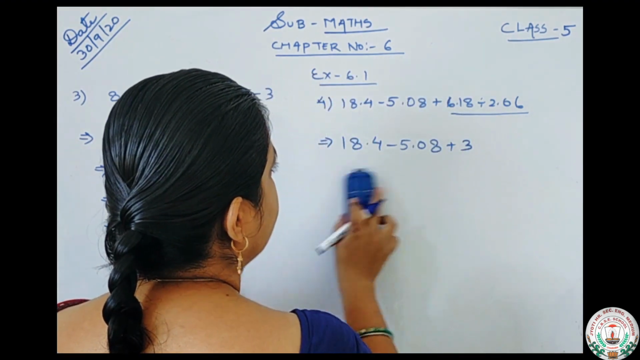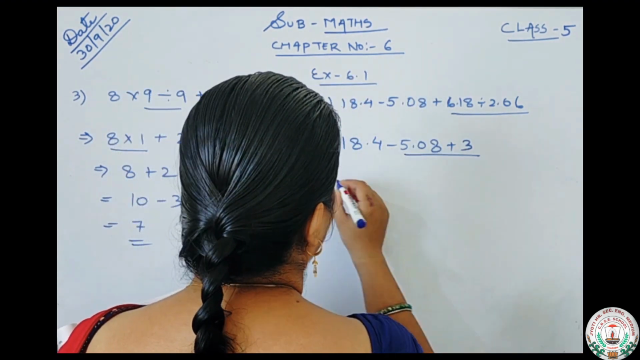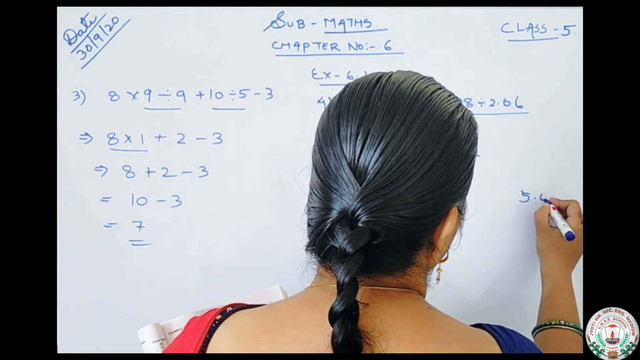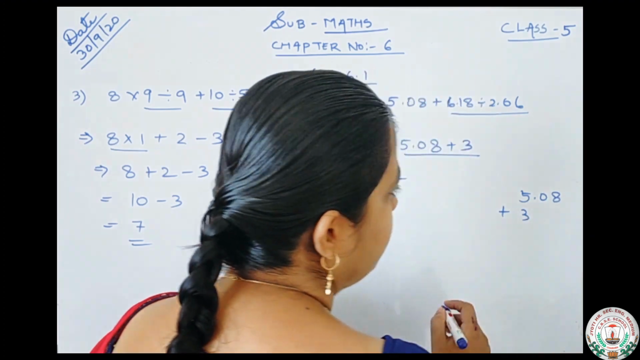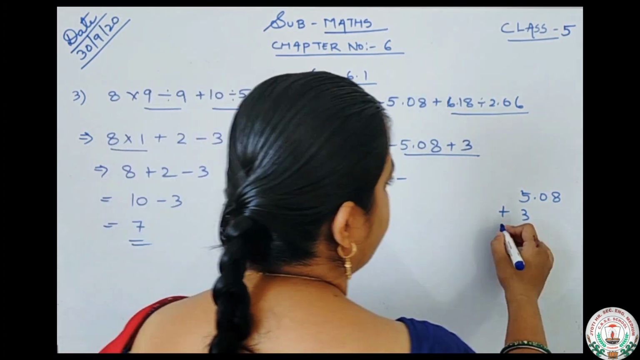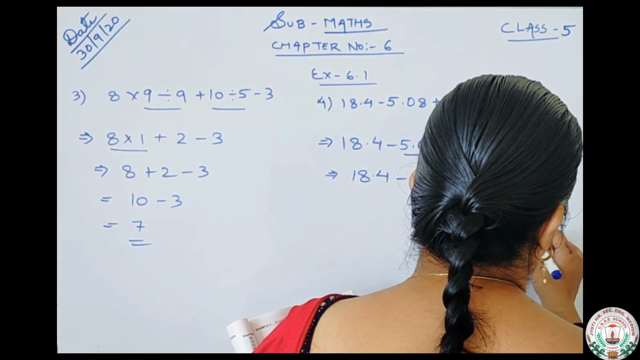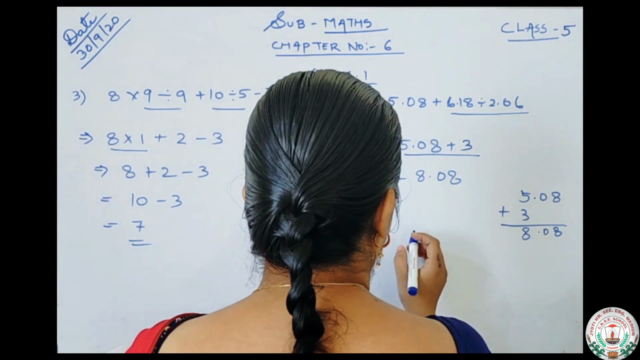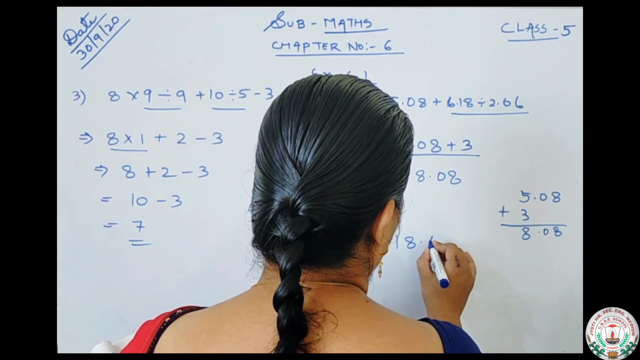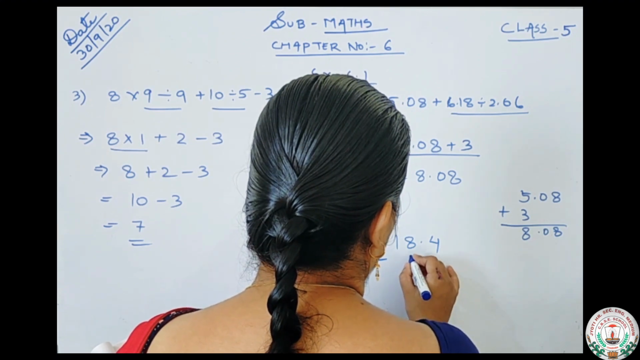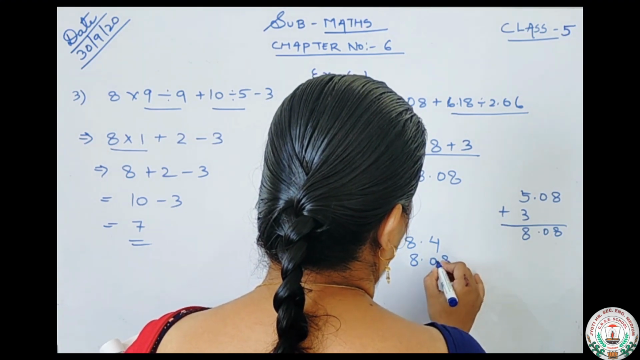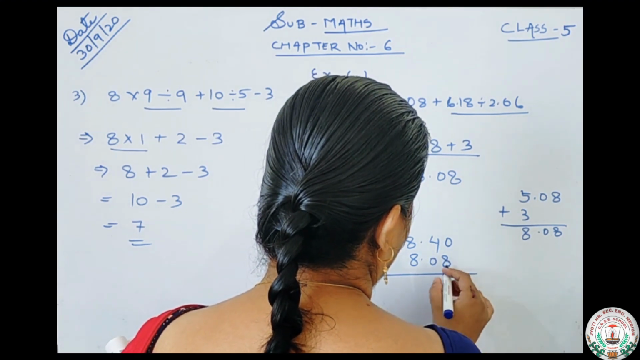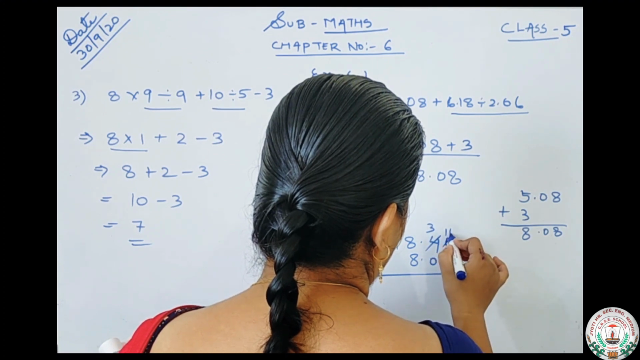Now next what we will do? We will add. Okay. 18.4 minus here 5.08 plus 3. No decimal is given, so we will add before the decimal. 0.088 minus 8.08. So you will subtract here. 18.4 minus 8.08. 10 minus 8 is 2.